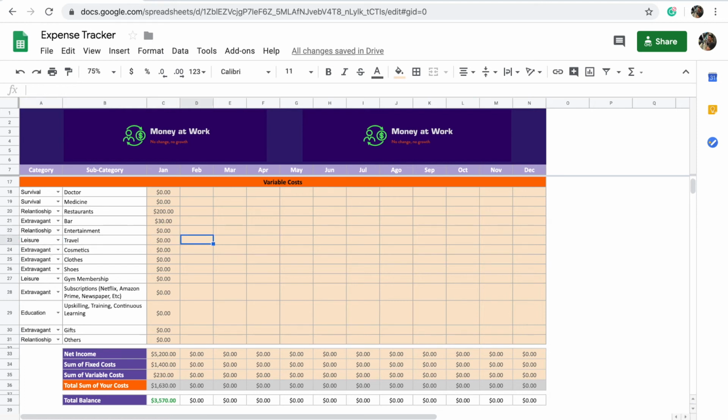Leisure, travel. I didn't travel in January. Cosmetics, my wife, she didn't buy. Oh no, sorry, she bought. She bought one, I think it was a mascara, but I remember the price here. We didn't buy any clothes, any shoes. Gym membership, in my case, is zero because I have a gym in my building, so I don't need to pay a membership to go to the gym.